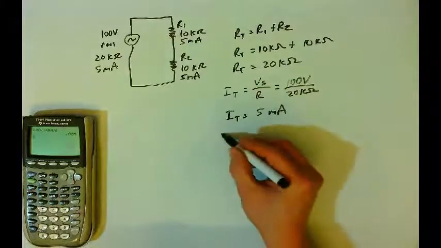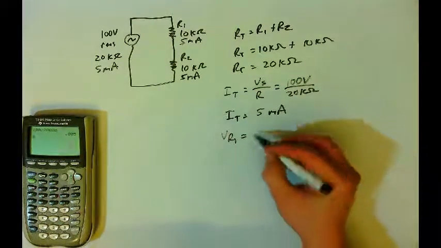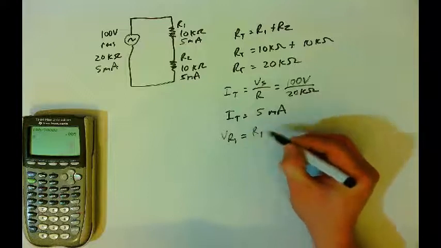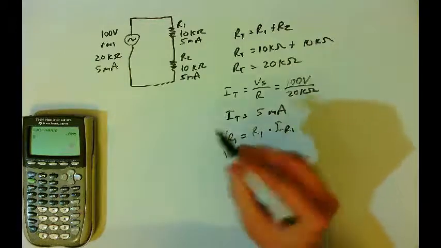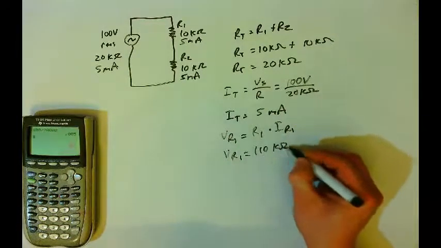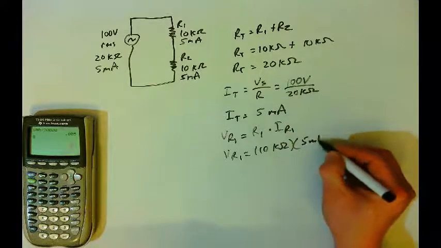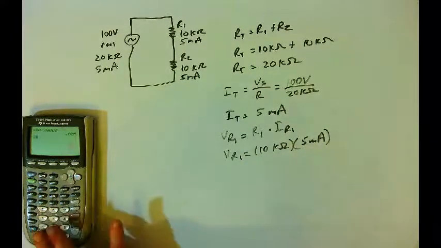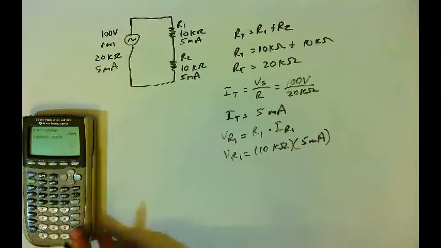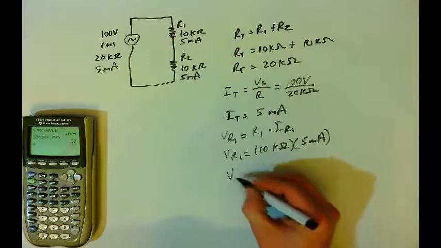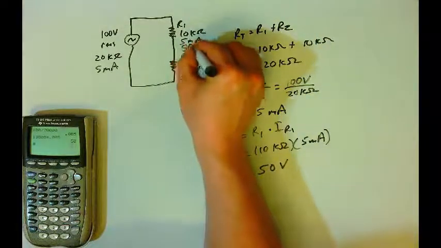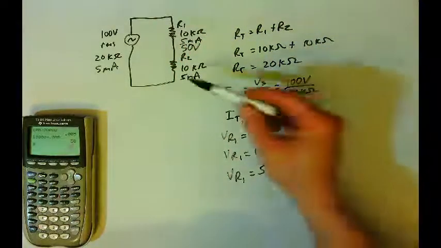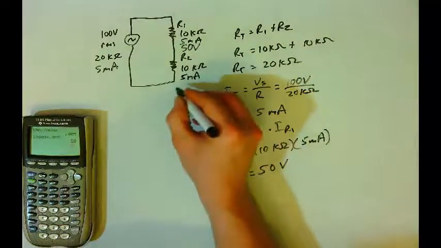And so now we can find the voltage drops. Voltage drop on R1 will be R1 times the current through R1. And so VR1 will be equal to 10 kilo ohms times 5 milliamps. I'll just type it in so you can see. 10 kilo ohms times 5 milliamps is going to be 50. VR1 will be 50 volts. And so VR2 is also going to be 50 volts because I still have 10 kilo ohms, 5 milliamps. We will have 50 volts here.